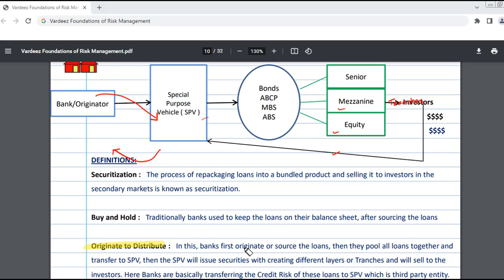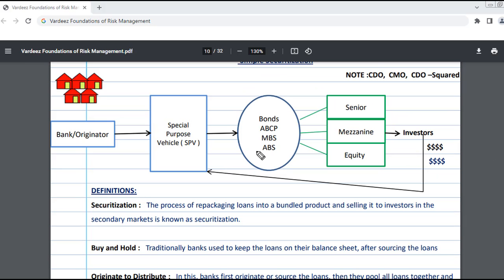In this, banks first originate the loan, just as we have talked about. They pool the loans together and transfer them to the SPV. Then the SPV will issue securities with different layers or tranches, as we have talked about, and sell them to the investors. Here the banks are basically transferring the credit risk to the SPV, which is a third party entity.